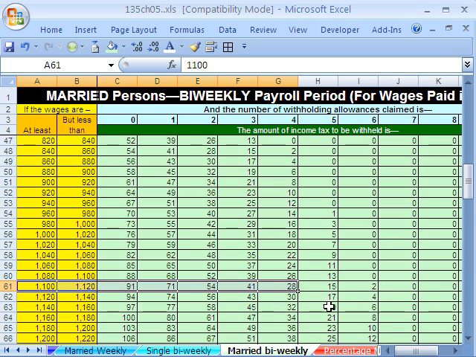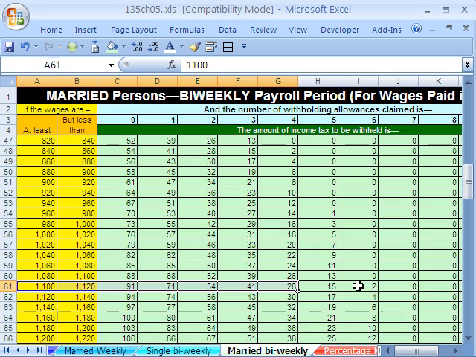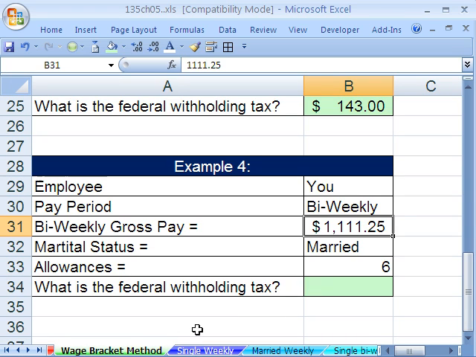And the allowances, let's see, what were our allowances? Scroll back over. Oh, 6. So I'm going to scroll back over, go to here. 6, so it's way out here. $2. So we only have $2 of tax. So that's the wage bracket method. And there are formulas to automatically retrieve that, but they would go beyond the scope of this class. If you search my YouTube site, I have some videos about how to do that.